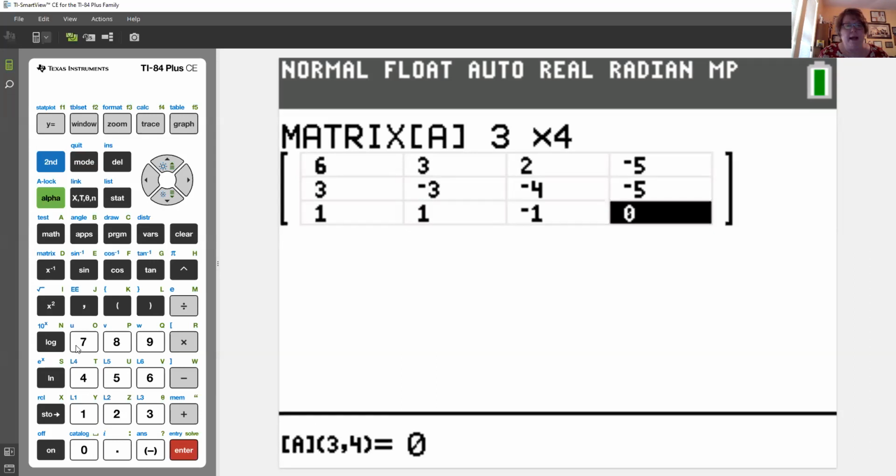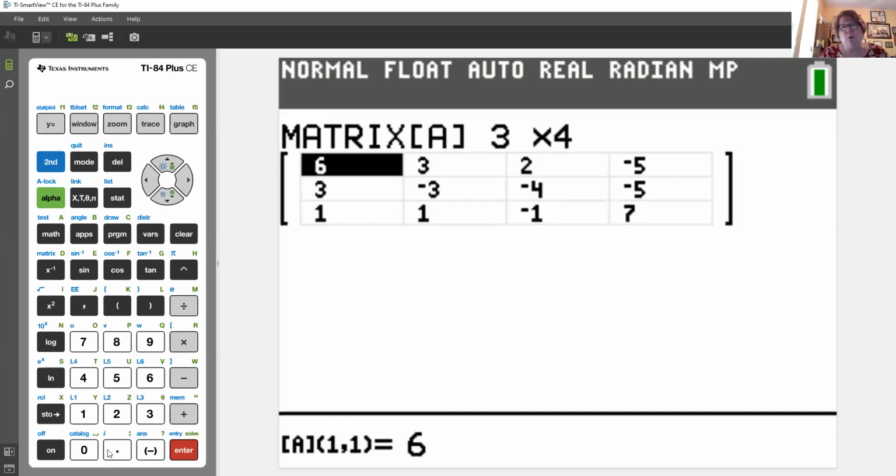7. All right, so I have my paper here, and I'm going to do a quick check to make sure that I've inputted this correctly. 6, 3, 2, -5, 3, -3, -4, -5, 1, 1, -1, 7. If I had made a mistake, then I could just use my arrow keys and go to that element and correct it.